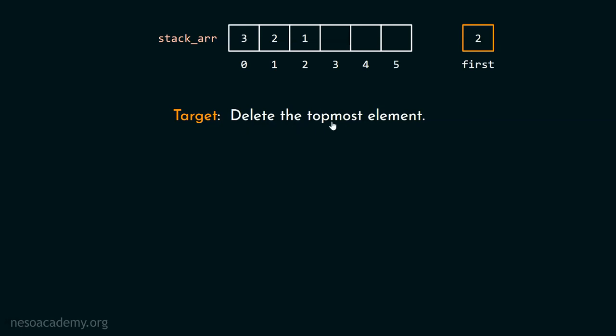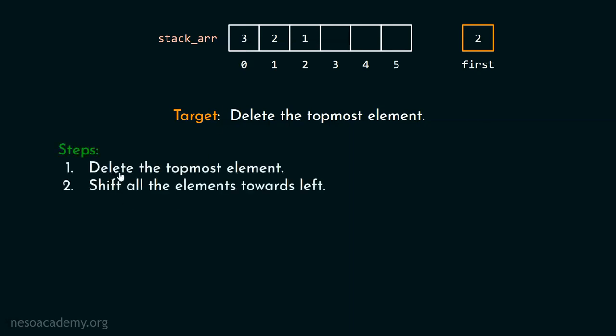Our target is to simply delete the topmost element. Isn't that so? We have to delete this element. You might think, okay, it is very easy to delete this element. We just have to delete this. That's it. But wait. There are actually 2 steps involved in deleting the first element or the topmost element of the stack. First, we have to delete the topmost element and then we have to shift all the elements towards left. It is important to shift these elements towards left as well, right? We have to shift this element 1 step towards left, and we also have to shift this element 1 step towards left, right? This is also an important step, isn't that so?